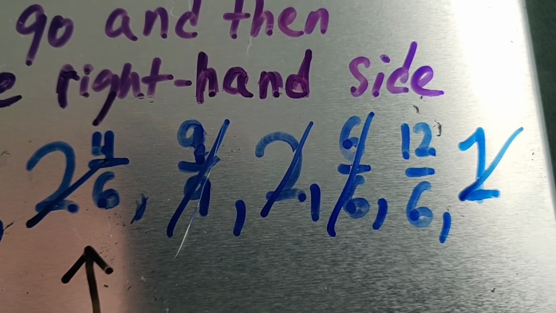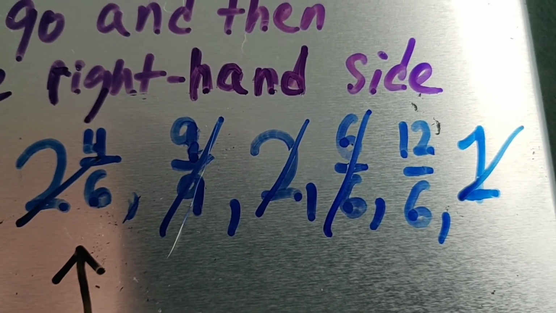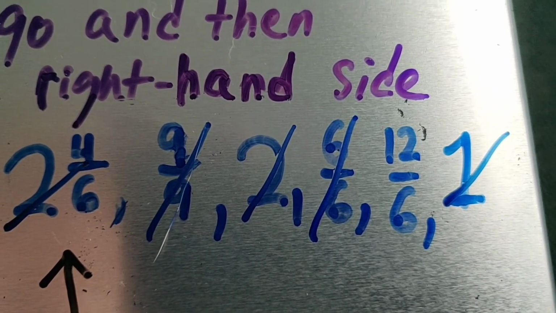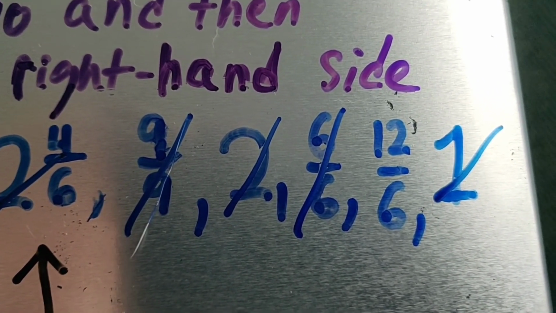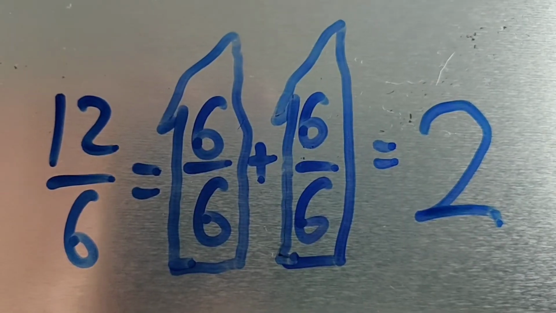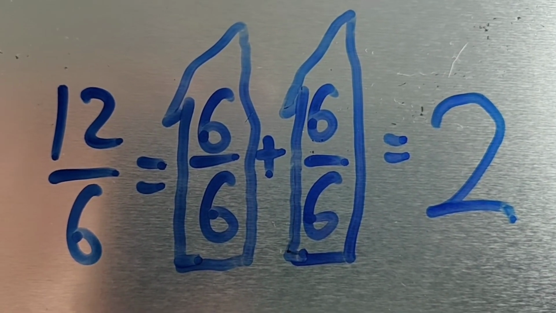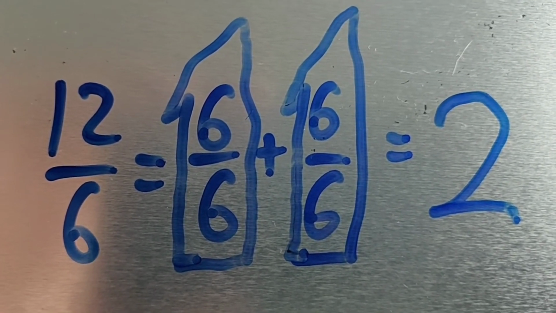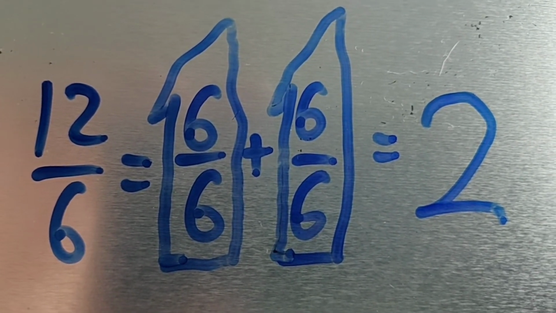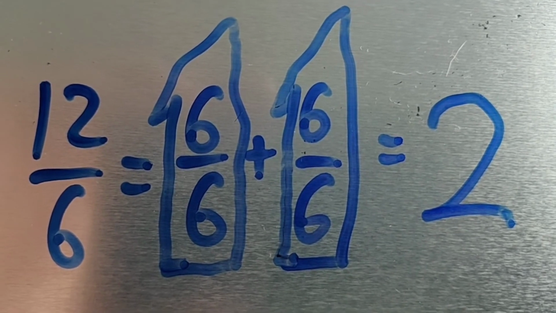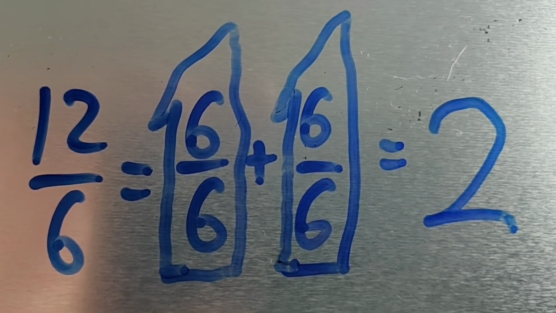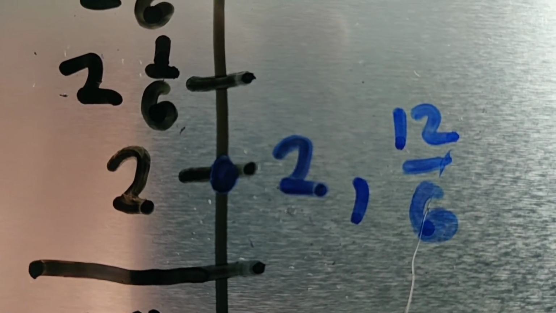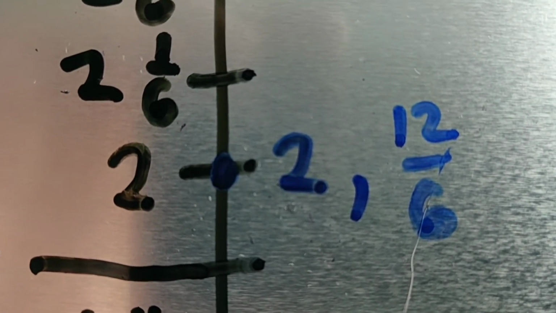So next, or finally, in terms of the regular questions, the ones that aren't bonus questions, we have 12/6. And 12/6 equals 6/6 plus 6/6, or in other words, 1 plus 1, or said another way, 2 wholes. So we're going to plot 12/6 next to 2 wholes on the number line. And there it is, 12/6 is equivalent to 2 wholes.